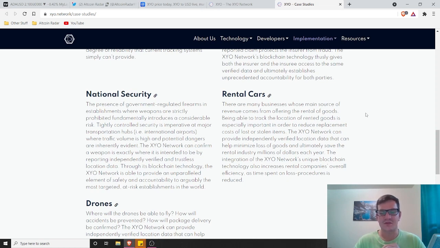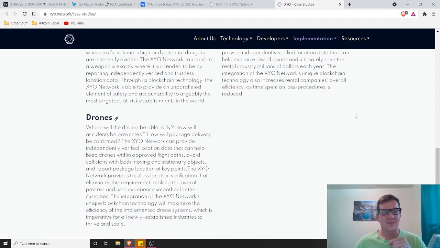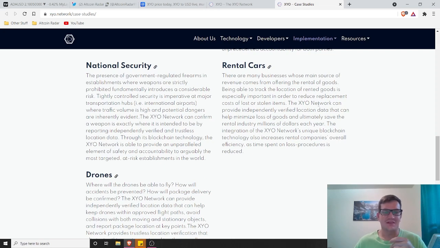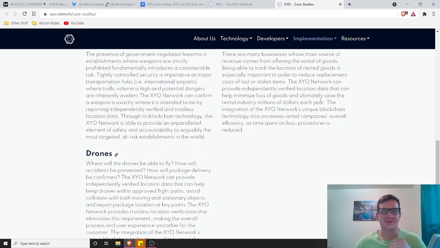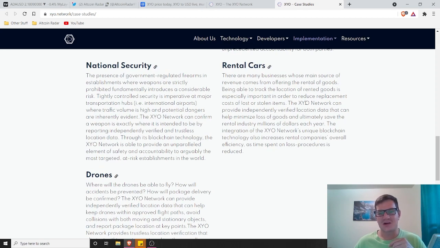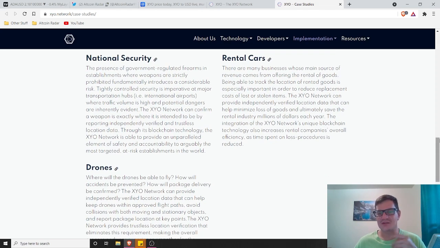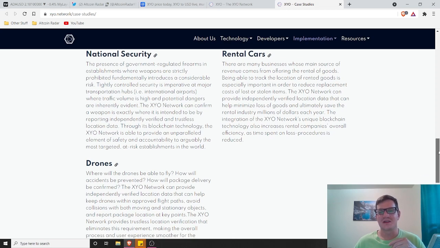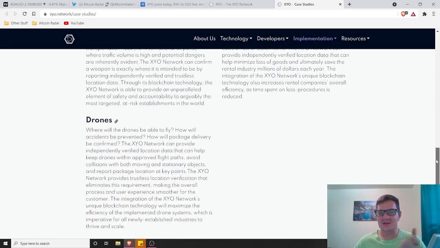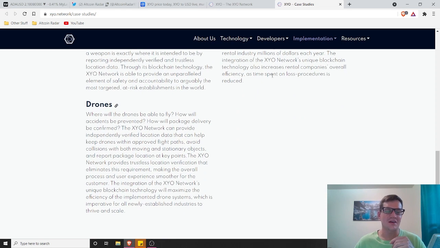The integration of the XYO network's unique blockchain technology also increases rental companies' overall efficiency as time spent on loss procedures is reduced. So guys, for rental cars, that seems like a great idea. I can definitely see where they're coming from there. Quite honestly, there's a lot of people out there, probably in different countries too, who are dropping these rental cars. There's people dropping rental cars in the middle of ponds and stuff. So you never know where something like this could be useful, and that sounds like a great idea.